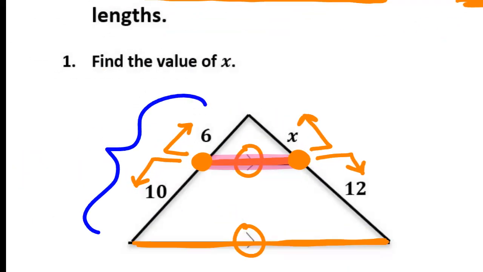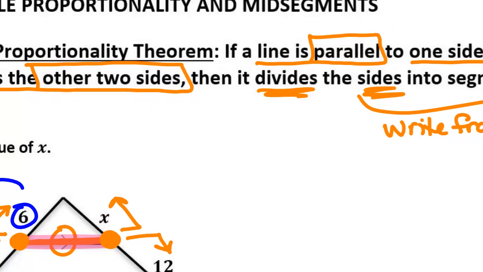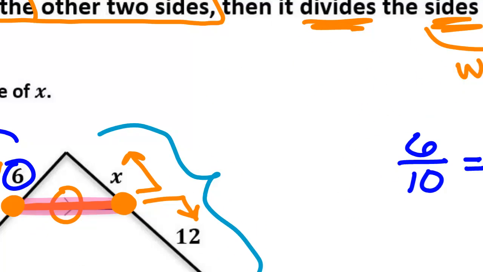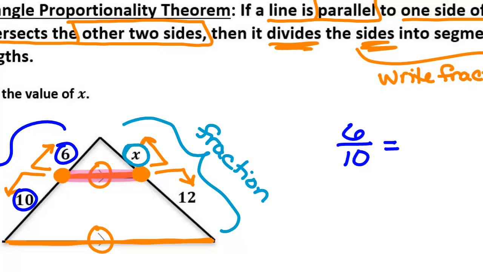We're going to make a fraction out of these two. So I'll make a fraction out of the 6 and the 10. So I would have 6 over 10 equals, and then I'll do the same thing over here. I'll make a fraction out of these two, out of the x and the 12.